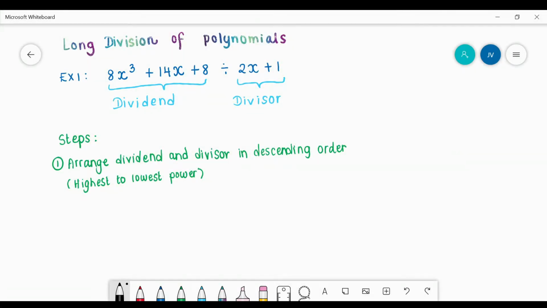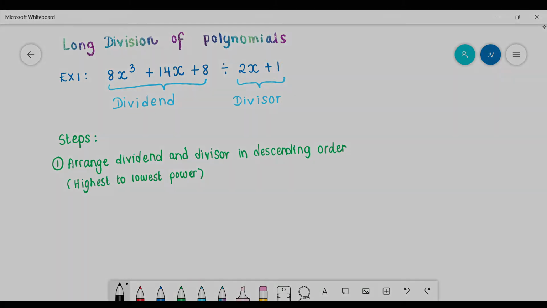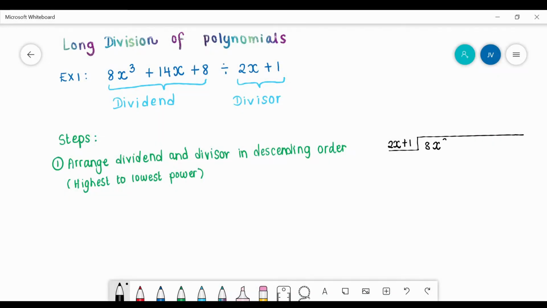First step. Arrange dividend and divisor in descending order. This means that we should arrange from highest to lowest power. So 8x cubed plus 0x squared, because we don't have x squared in our dividend, plus 14x plus 8. Now this is in descending order. And then divisor 2x plus 1.